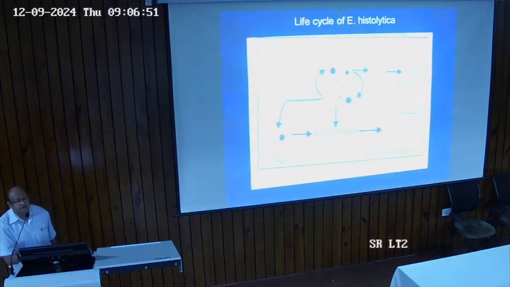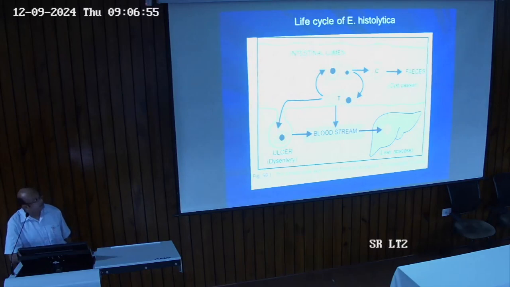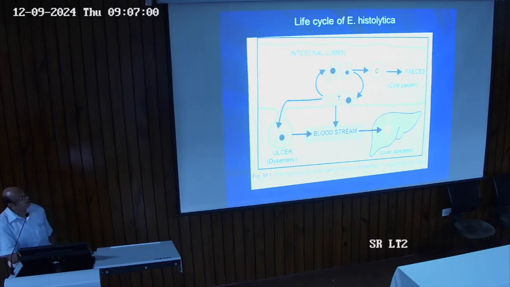Before that, we will take the life cycle of Entamoeba histolytica. Here, you can see this is an intestinal lumen, and in the lumen, the trophozoite stage is getting converted into a cystic stage. Okay, trophozoite stage enters into a cystic stage, and this trophozoite moves out of the lumen of the intestine and affects the bloodstream, therefore moving towards the liver and causing liver abscess.